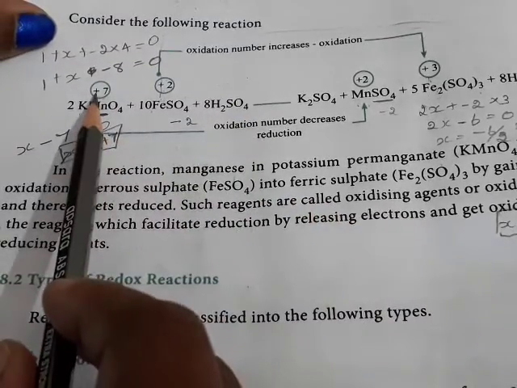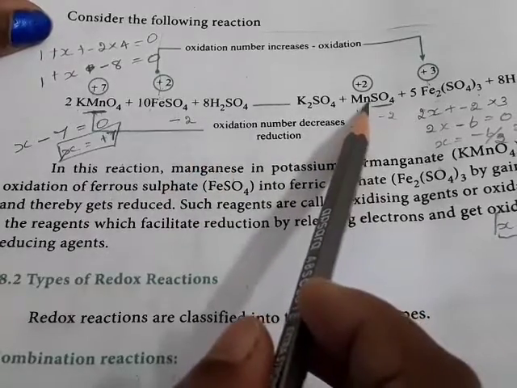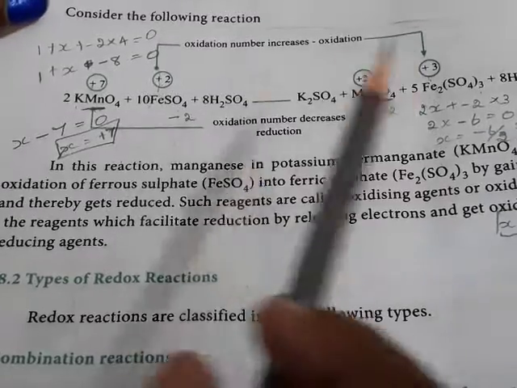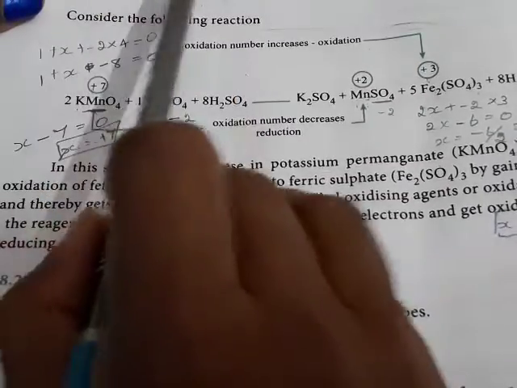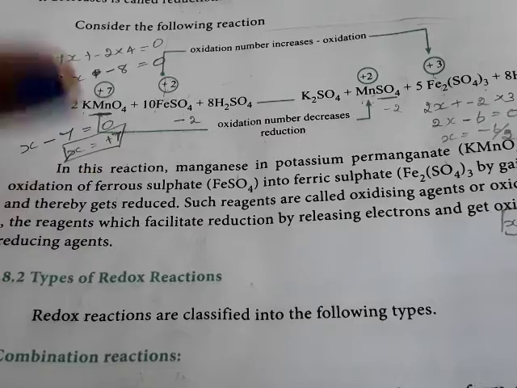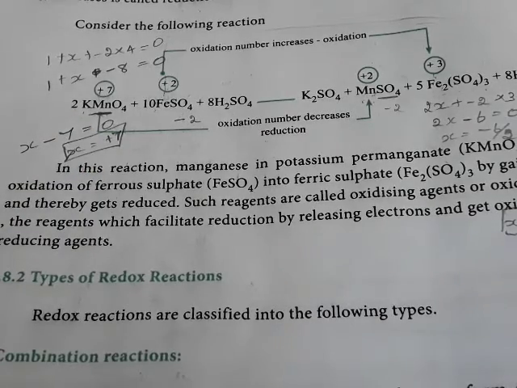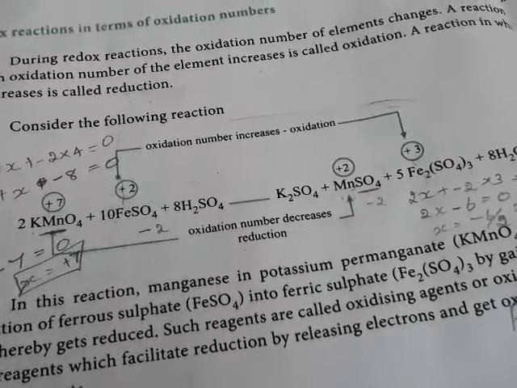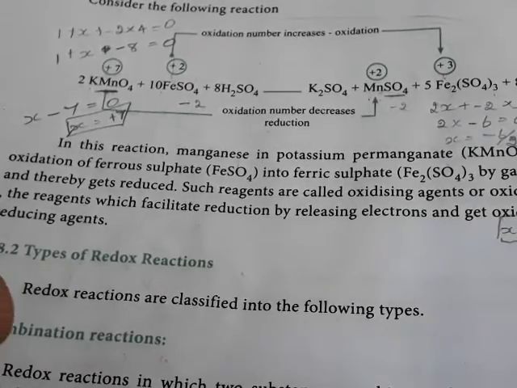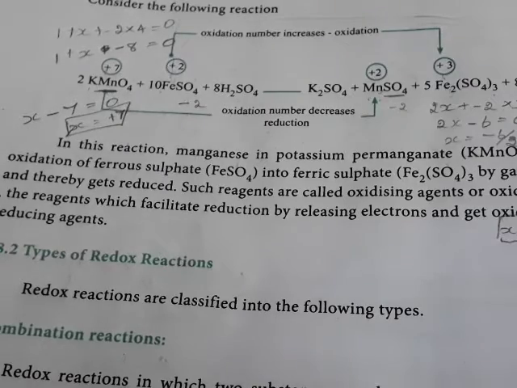Here +7 changes into +2. So the oxidation number decreases, and the reaction is a reduction reaction. Okay, so this is oxidation and redox reaction in terms of oxidation number. Now we are going to find out which one is the oxidation reaction and which one is the reduction reaction, on the basis of oxidation number. This is the concept of the redox reaction in terms of oxidation number.